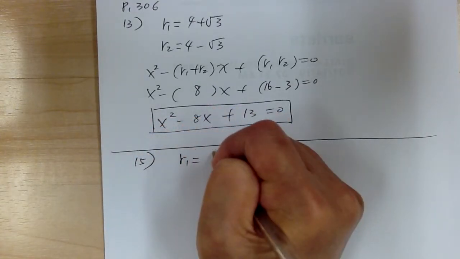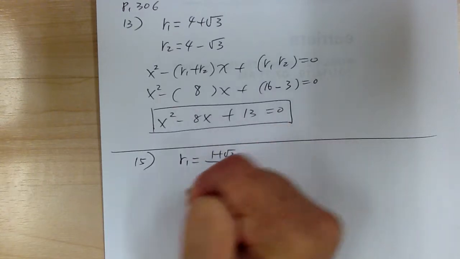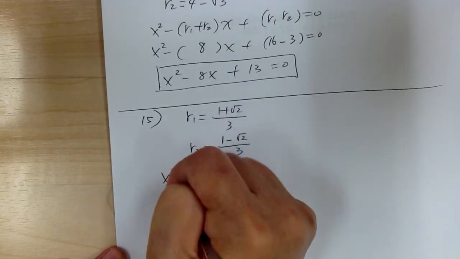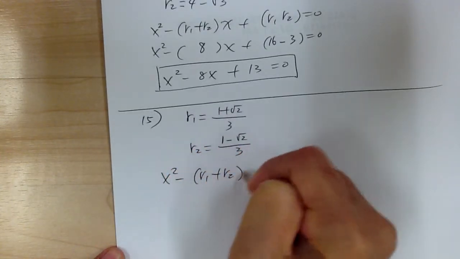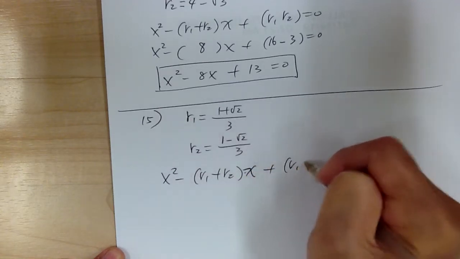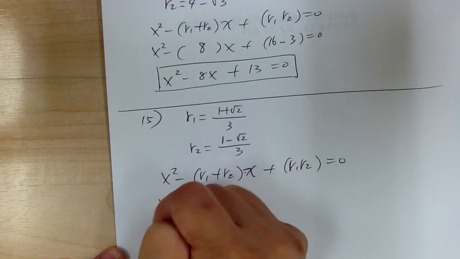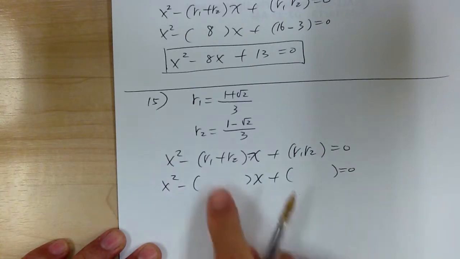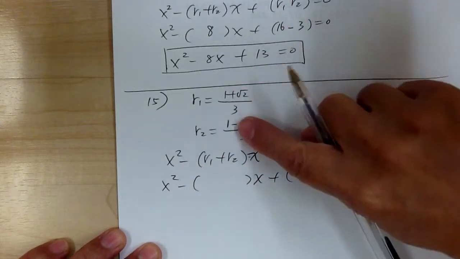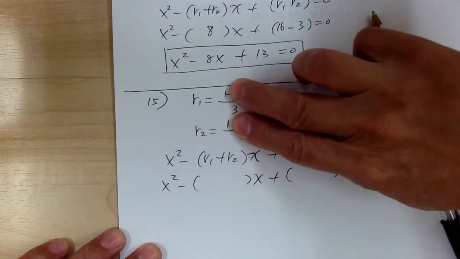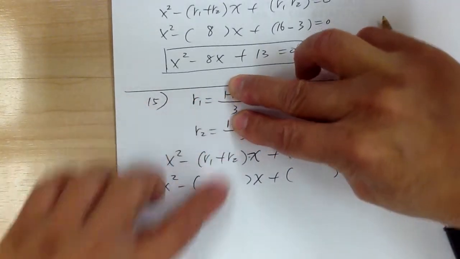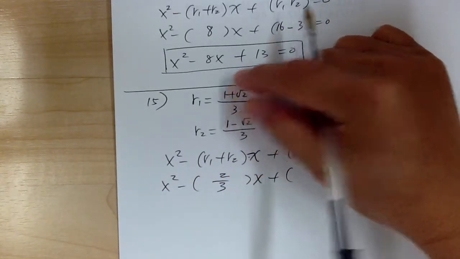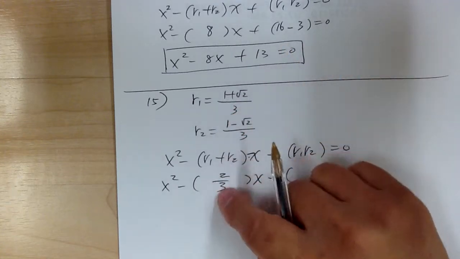You have R1 equal to 1 plus square root of 2 over 3, R2 equal to 1 minus square root of 2 over 3. So again, write down the root equation, and line things up. Okay, so again, you're going to add. Notice, again, you've got plus and minus, so they will cancel out. So you end up with 1 over 3 plus 1 over 3, which gives you 2 over 3.